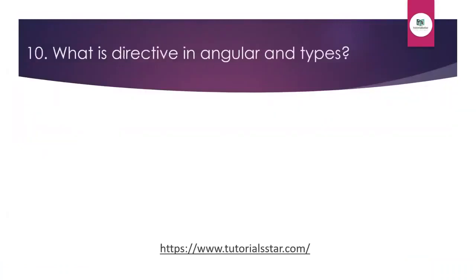What are directives in Angular, and what types of directives are available? In Angular, directives help us to manipulate the DOM. We can change the appearance, behavior, or layout of the DOM using directives. There are three types of directives available in Angular. With the help of these directives, we can manipulate or change the style of our application. So let's see what those directives are.